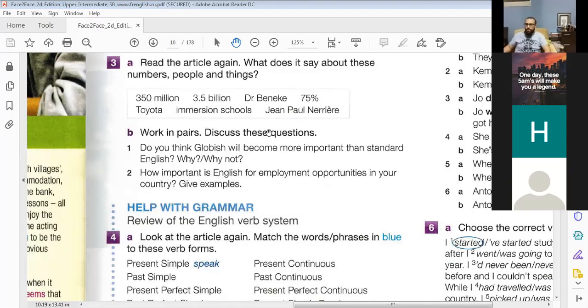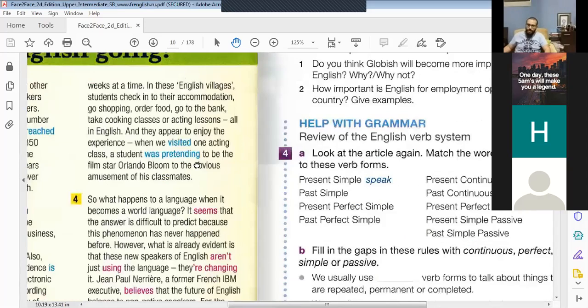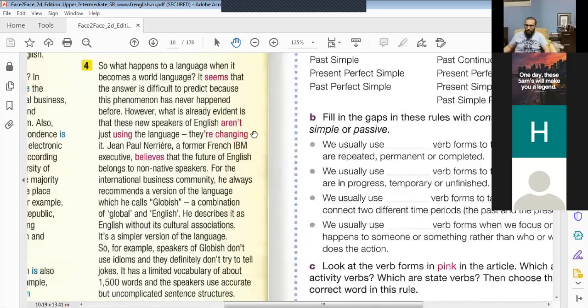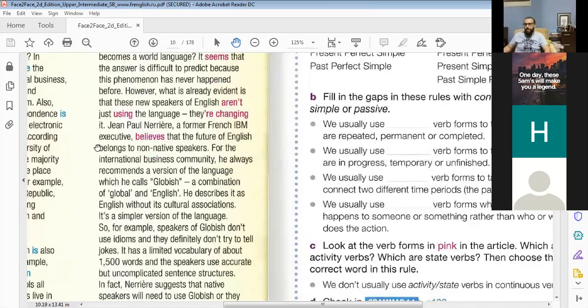Globish is this word that a French guy, a former IBM executive, coined. He believes that because of the influence of non-natives, just like us, on the English language, he combined two words, global with English. So English is not just the language that British people or English people use in England. It's becoming a lot more than that.